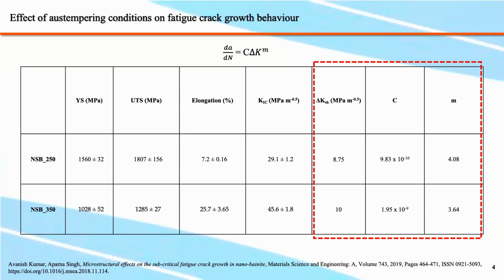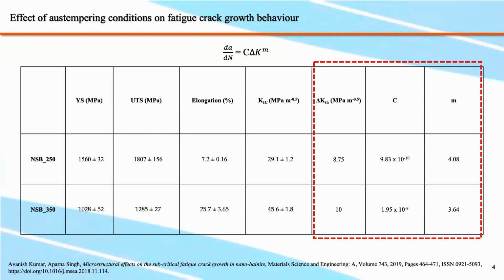This was attributed to the higher proportions of softer retained austenite phase present in the higher austempered specimen, as compared to the stronger, harder bainitic ferrite phase, which mostly contributes to the strength of the material, as can be seen here for the lower austempered specimen, which contains a higher bainitic ferrite fraction.